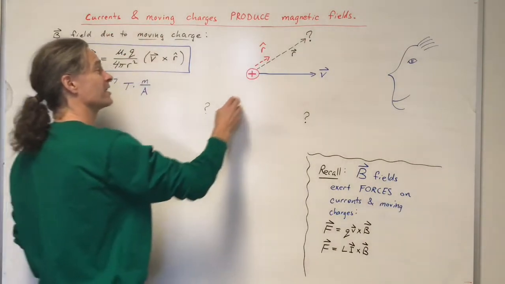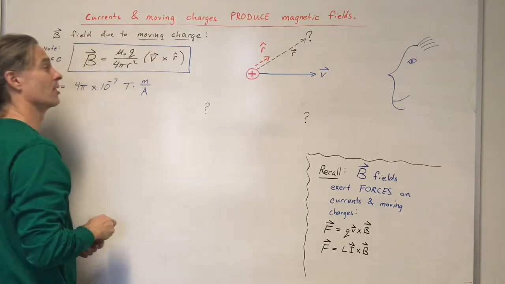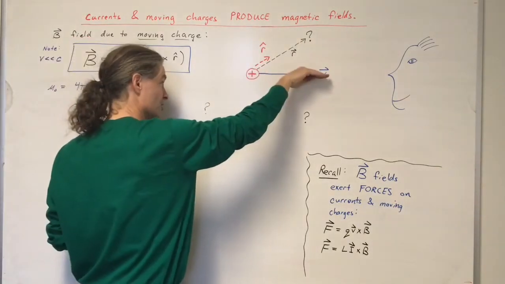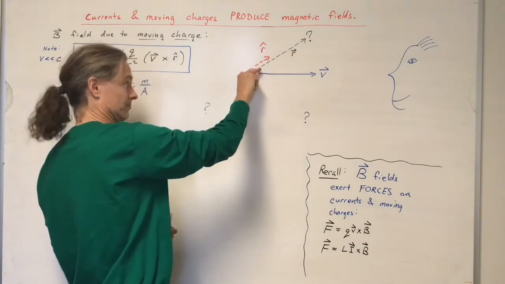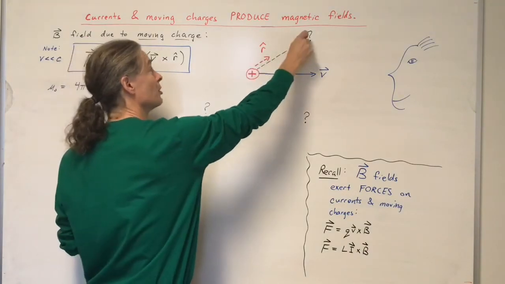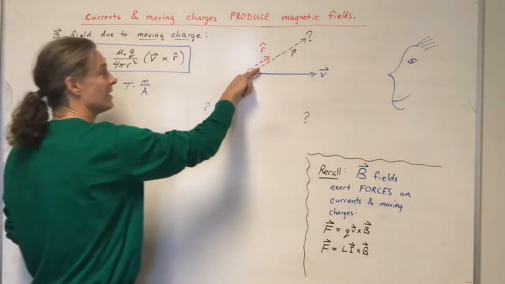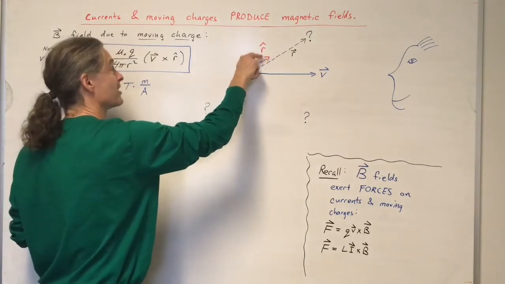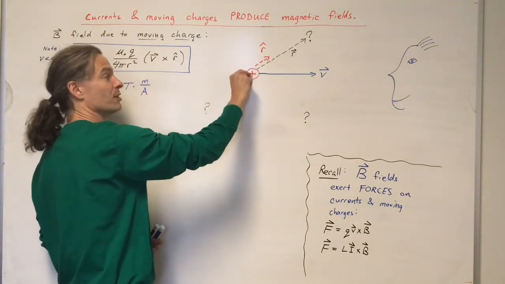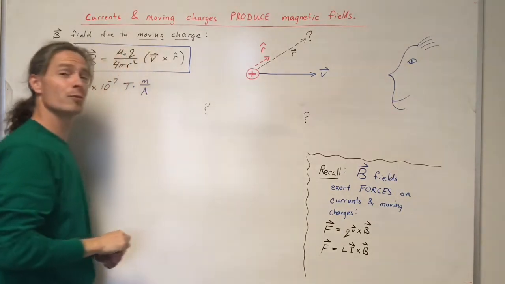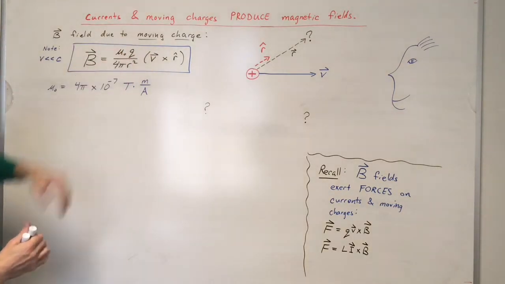So if I want to know the magnetic field produced at this location due to this moving charge, first I have to identify the charge's velocity vector. Then I draw an r vector line from the charge to the location where I want to know the magnetic field. Then in that direction, I draw my r hat unit vector. This is just a unit vector that points from the location of the charge to the location of where I want to know the magnetic field. Then I can go about taking this cross product.